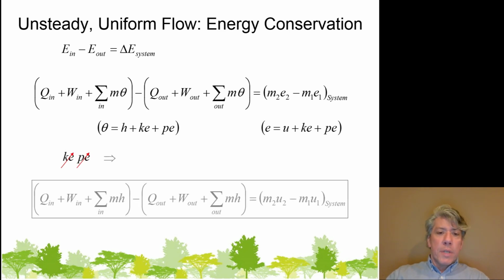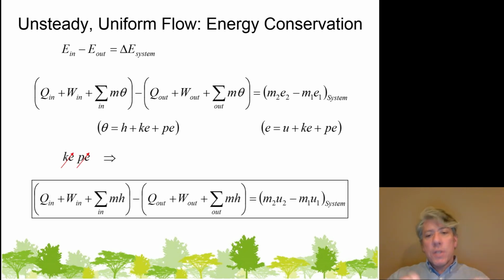Often the kinetic and potential energies are negligible, and so we can write the equation this way, using enthalpy instead of theta, and using U, thermal energy or internal energy, instead of E. And so really the equation I wrote at the beginning is probably not all that useful. The one in the box is the one we really want to use for these unsteady uniform flow types of problems.